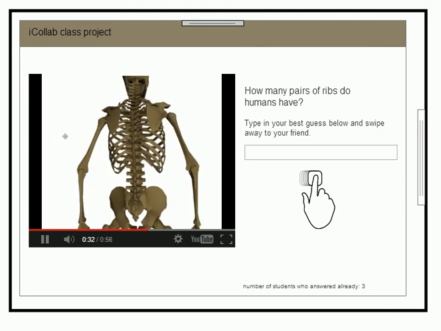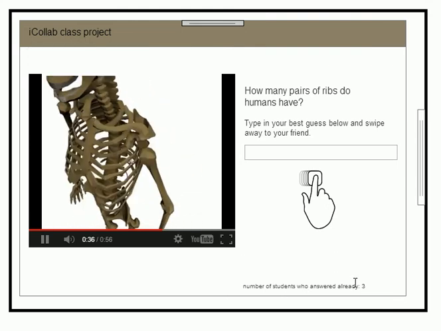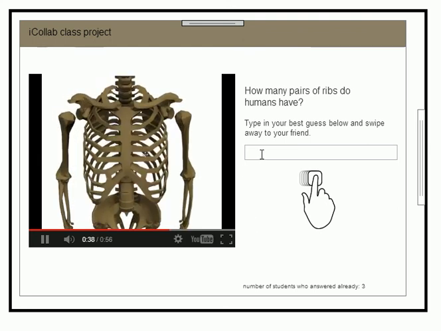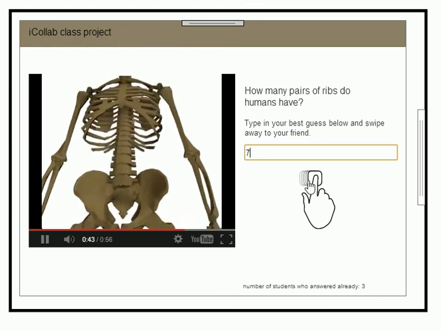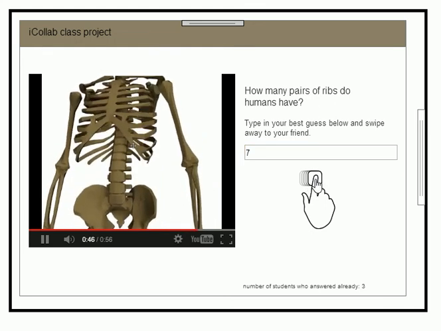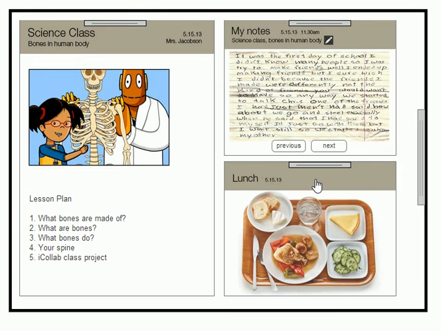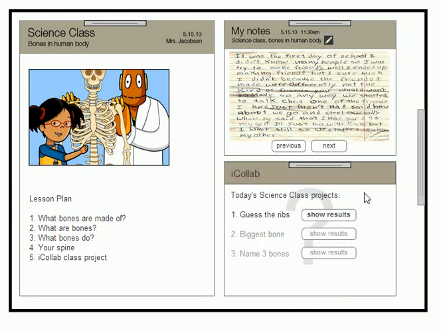He sees that there have been already 3 students who answered that question. He counted 7. He types it in, and then with a sweeping motion he swipes away the screen. He arrives back to his interface, but when he looks back at his available list of modules, he actually sees the iColab module, which he decides to use to replace his lunch module.